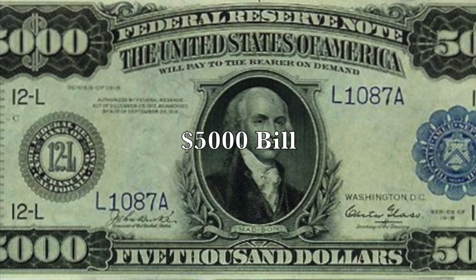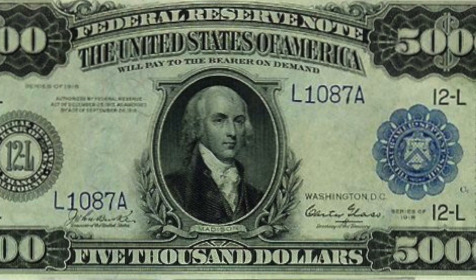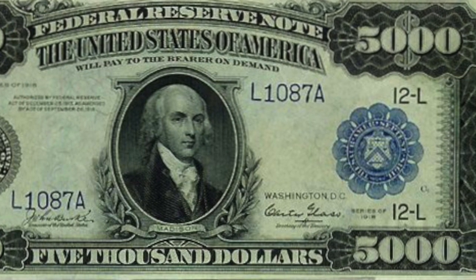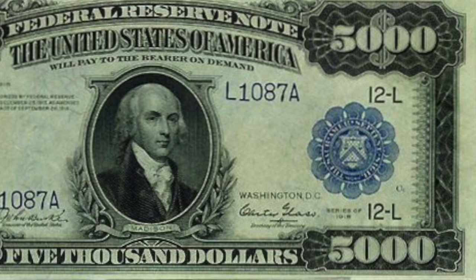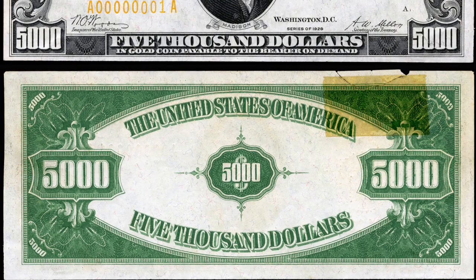Now, the $5,000 bill was initially issued to finance the Revolutionary War and was only officially printed when the Civil War began. The bill was graced with a portrait of James Madison.